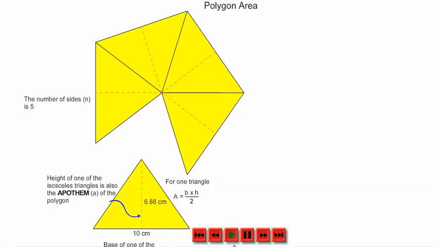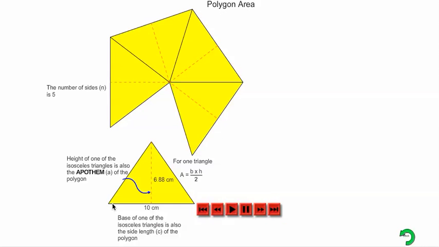So if you take one of the triangles, the number of sides is n, and in this case, n is 5. And the height of one of the isosceles triangles is also called the apothem, or A, of the polygon. You know the area of a triangle is base times height divided by 2. And the base of one of the isosceles triangles is also the side length, which we call C, of the polygon.